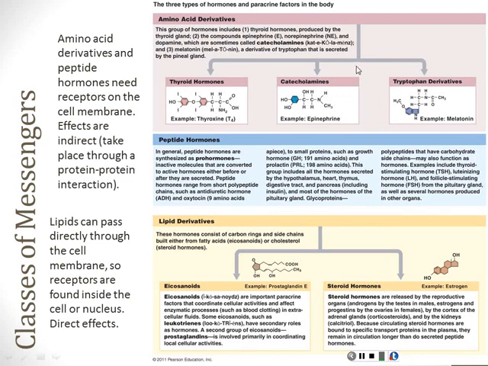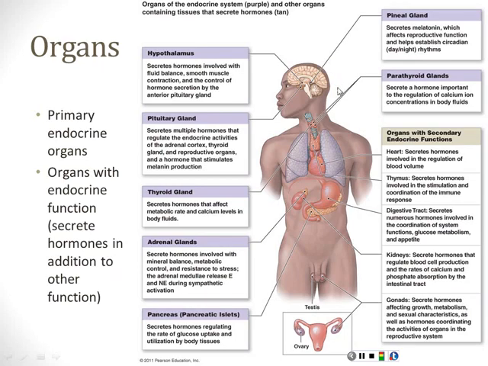All right? So 3 main classes of chemical messengers: the amino acid derivatives, the peptide hormones, the lipid derivatives. These top 2 are water soluble, so they need receptors to work. And these 2 are lipid soluble, so the receptors that make these function can be on the inside of cells, not necessarily on the outside. All right. So those are the chemical messengers. Now, how about the organs that make and use them?